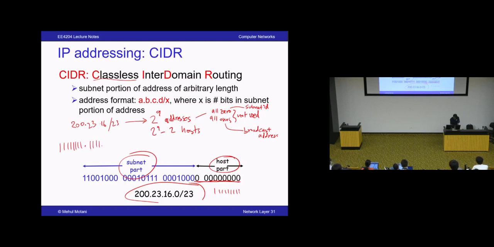Now I've got to go 1, 2, 3, 4, 5, 6, 7, 8. This is sometimes in Windows also called the subnet mask. Okay, so it would be 255.255.254.0. Okay, good. So do we understand CIDR?